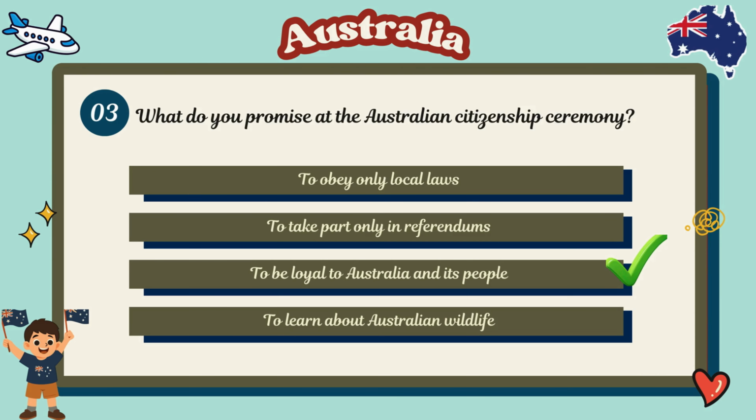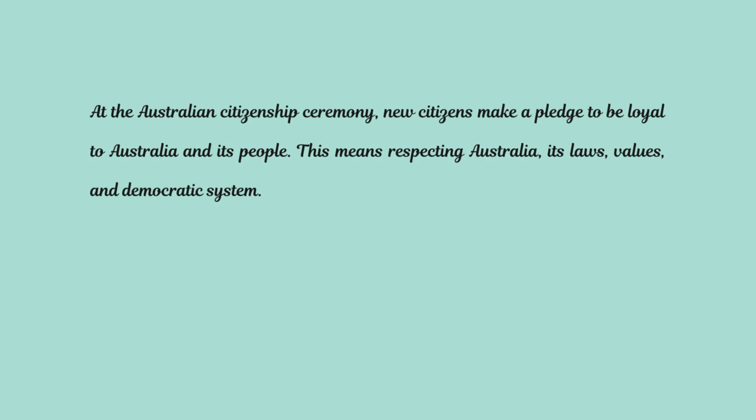Correct answer C. To be loyal to Australia and its people. At the Australian Citizenship Ceremony, new citizens make a pledge to be loyal to Australia and its people. This means respecting Australia, its laws, values, and democratic system.